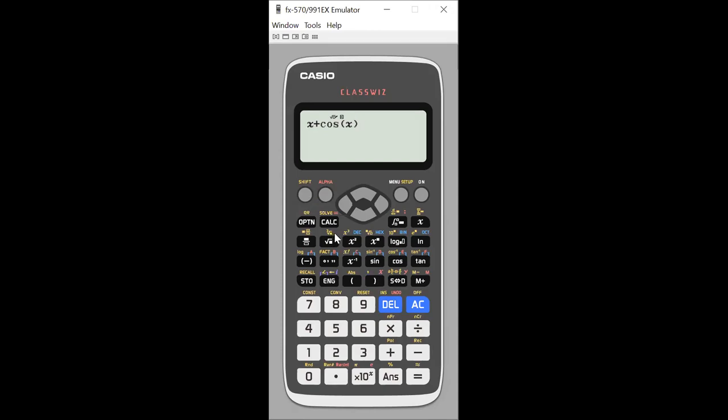Don't write equal to 0, just write this. The calculator will automatically assume it is equal to 0. Then you press shift, then you press the calc button, that is shift plus solve. Then you press equal. Don't forget the value of x. It is taking some old value of x. This is your root, minus 0.999844774. This is your root.